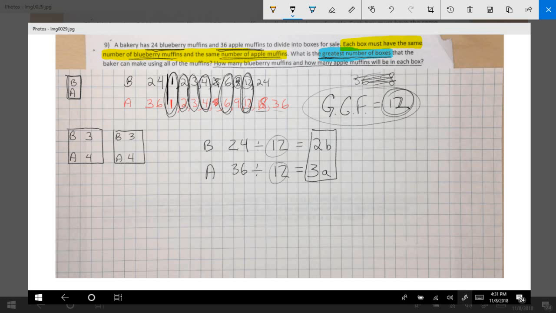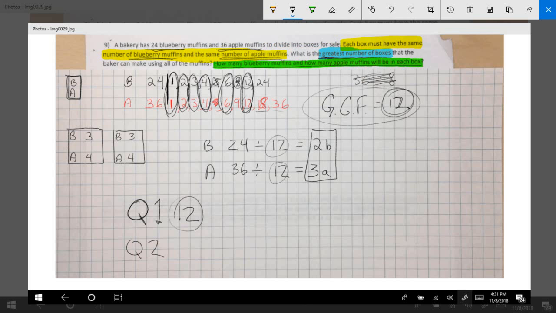So 12. The answer to question 1 would be 12. Okay, 12 is the answer, the greatest common factor. Question 2, how many blueberry muffins, so I'm going to highlight this one as well just because I'm a highlighter. How many blueberry muffins and how many apple muffins will be in each box? So this would be question 2.